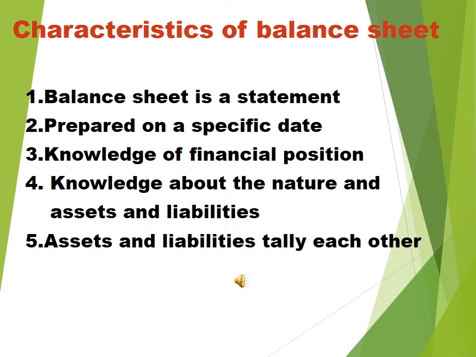And the last one, assets and liabilities tally each other. According to the accounting equation, assets are always equal to the liability. So, if the total of assets and liabilities are not equal, there is likely to be a certain mistake. So, the final position, that is assets and liability, should tally each other, which means both the amount you get under asset and liability should be the same.